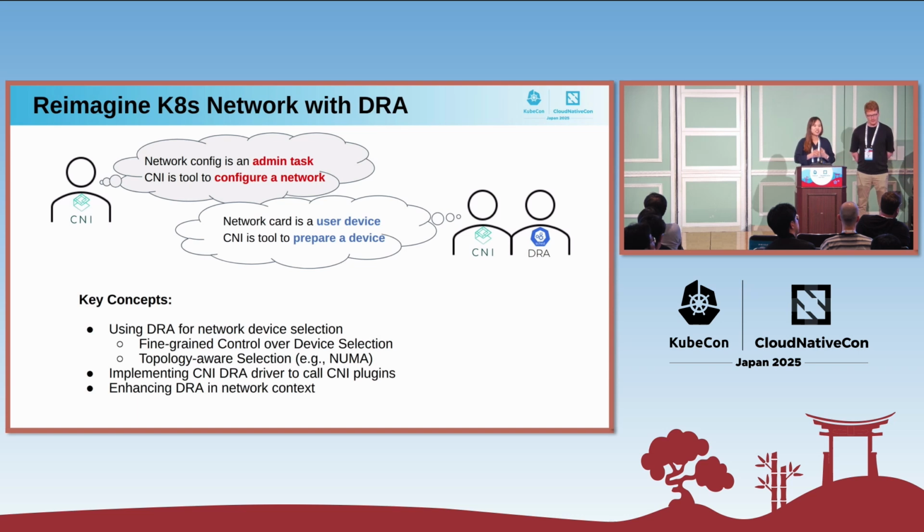The second step of the concept is that we don't want to throw away everything that the CNI plugins created. We want to use the existing CNI plugins, so we have to implement the bridge between DRA and CNI. And the third one is what is missing in the current DRA: the network context.